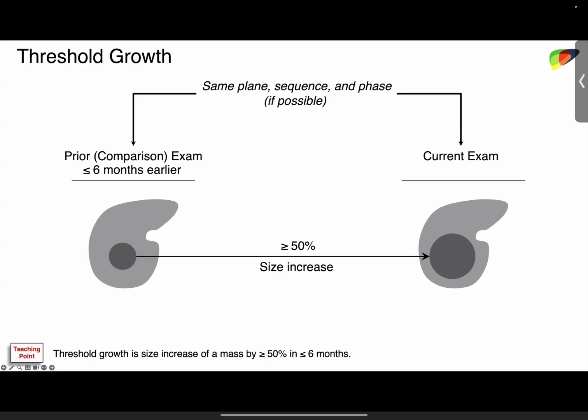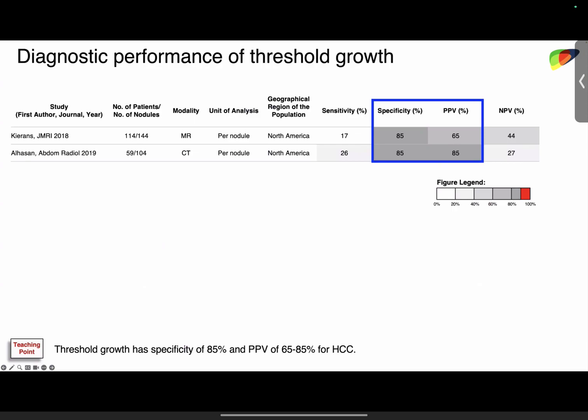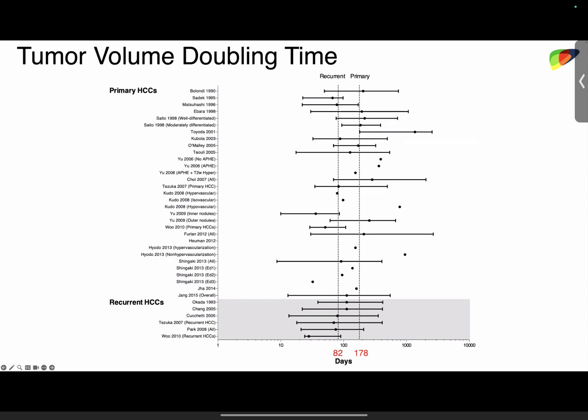And finally, we have threshold growth, which is defined as a size increase by mass of at least 50% in 6 months or less. Now, where does this come from? Even though threshold growth has a specificity of 85% and positive predictive value of 65 to 85%, it can inform the risk of HCC, and it's also helpful to dictate the time interval of follow-up exams.